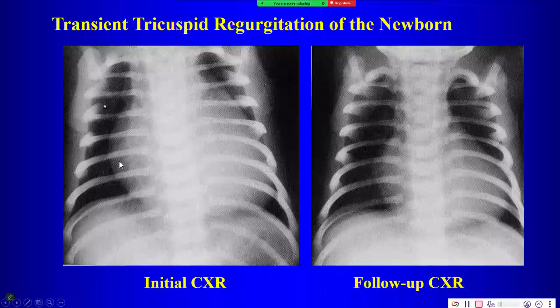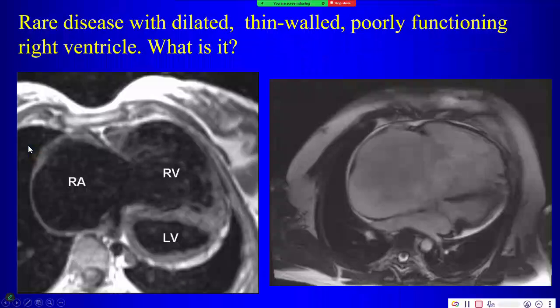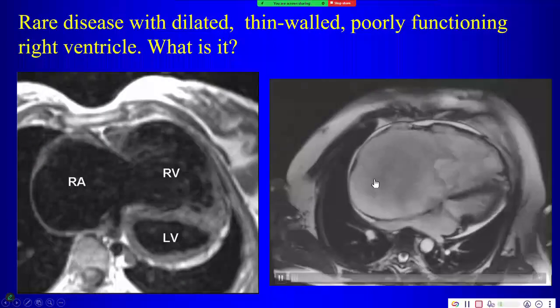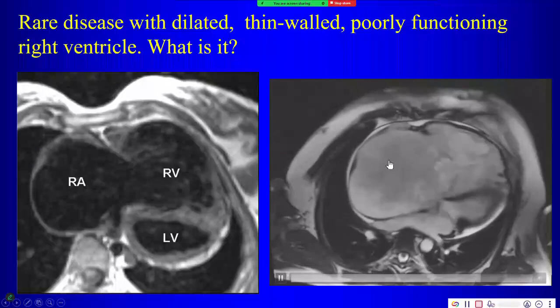So they might also have an enlarged right atrium with decreased pulmonary blood flow at birth, and then over time, as the pulmonary vascular resistance drops, the right atrium goes back to normal in size. So this is a rare disease I'm illustrating to you here, thin-walled, poorly functioning right ventricle. So this is a congenital cardiomyopathy that affects the right ventricle, or the right side of the heart, mostly the right ventricle. So these patients will also have dilated right atrium and right ventricle.